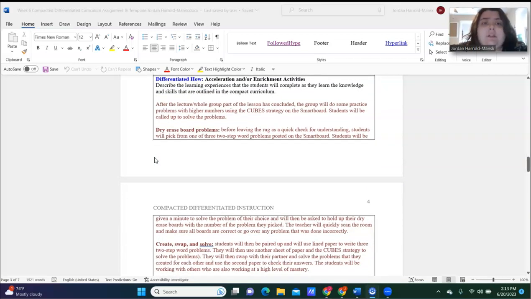For how I plan to differentiate, students will participate in whole group instruction and engage in example problems that use higher numbers. Students will come up to the smartboard and solve the problems following the CUBES strategy. Before transitioning to the next activity, the students will engage in a check for understanding using whiteboards to pick from a problem within their comfort level and hold it up to be looked over.